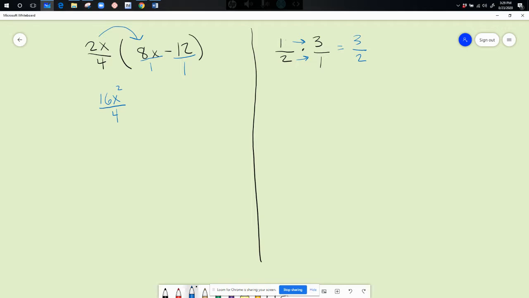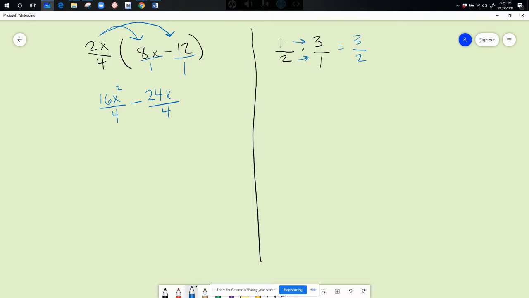Now, the next thing we have to do is multiply 2x divided by 4 times negative 12. So negative 12 times 2 is negative 24, and you only have 1x, so you're good there. 4 times 1 is 4. Now, we are kind of done. We've done everything that we can do to simplify, but we just need to do one more thing, and that's actually to simplify the fractions.